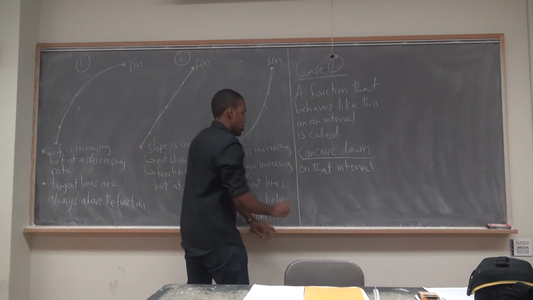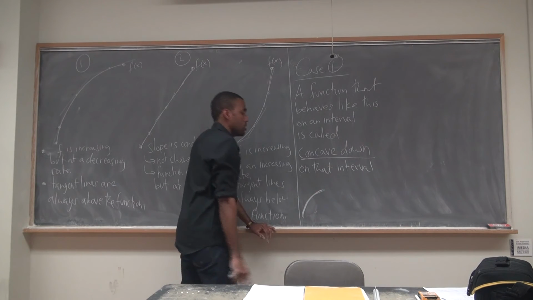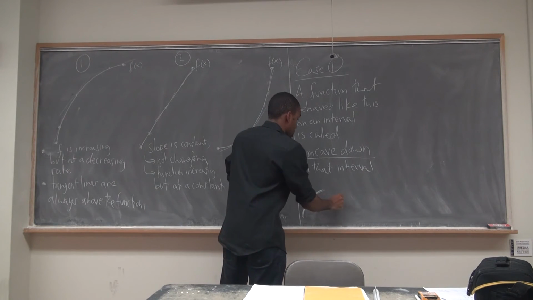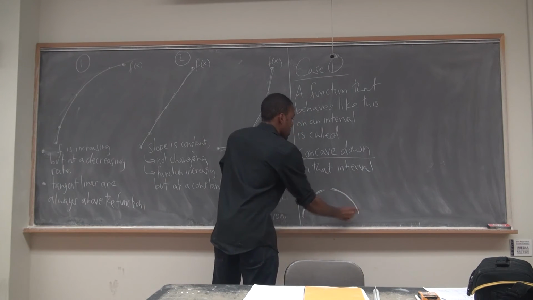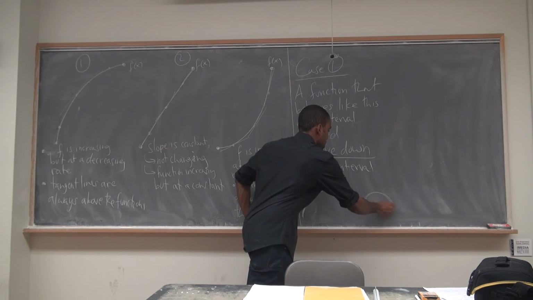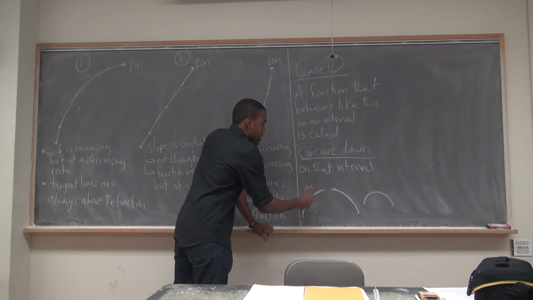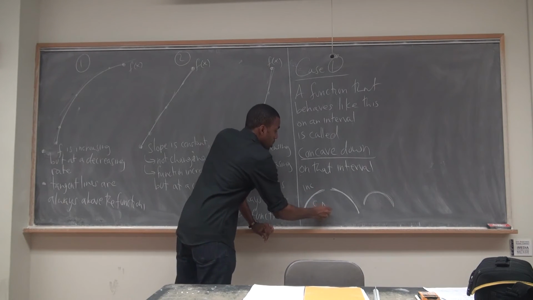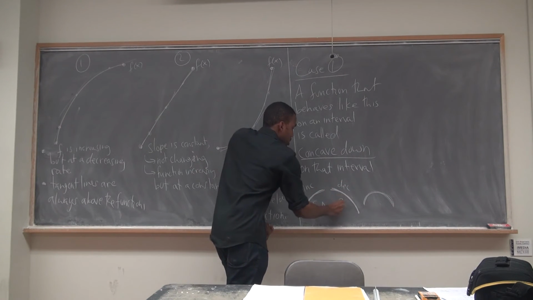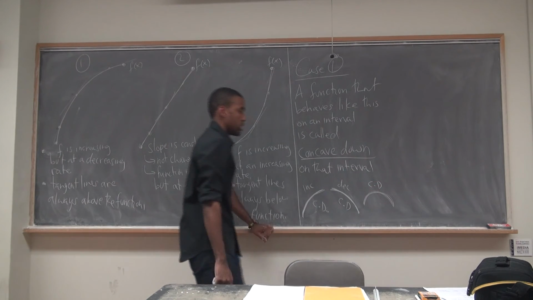So it could look like this. It could be increasing and concave down. It could also be decreasing and concave down. But in general, the shape is like this. That's called a concave down function. Notice that you could be increasing and concave down, or decreasing and concave down. Doesn't matter. This is just concave down, both increasing and decreasing.